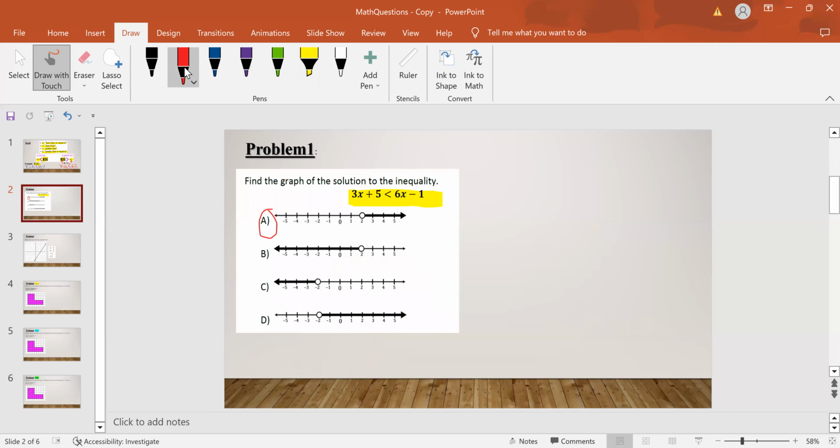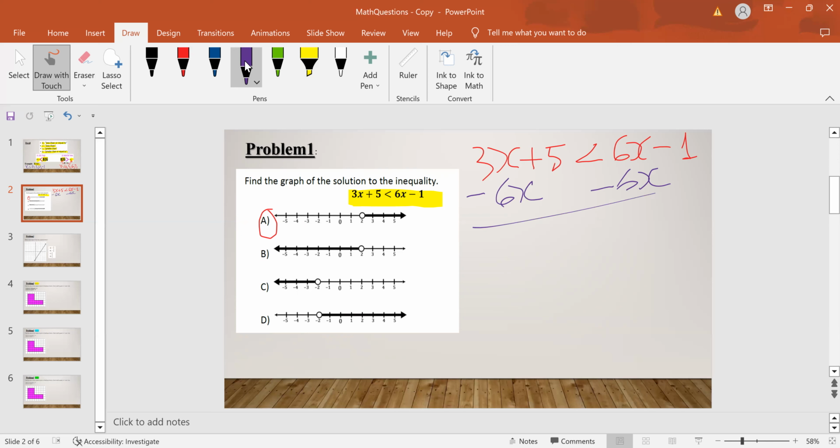Now, coming back here, solving this inequality, we have 3x plus 5 is less than 6x minus 1. The goal is to solve for x. So I will group all expressions with x on one side and everything else on the other side. Therefore, I will subtract 6x on both sides, so that everything with x is on one side.